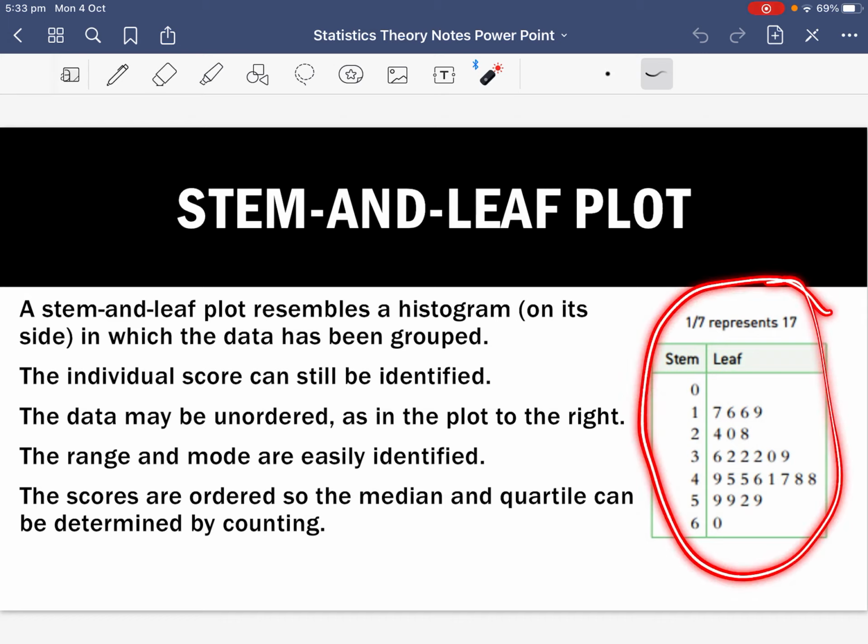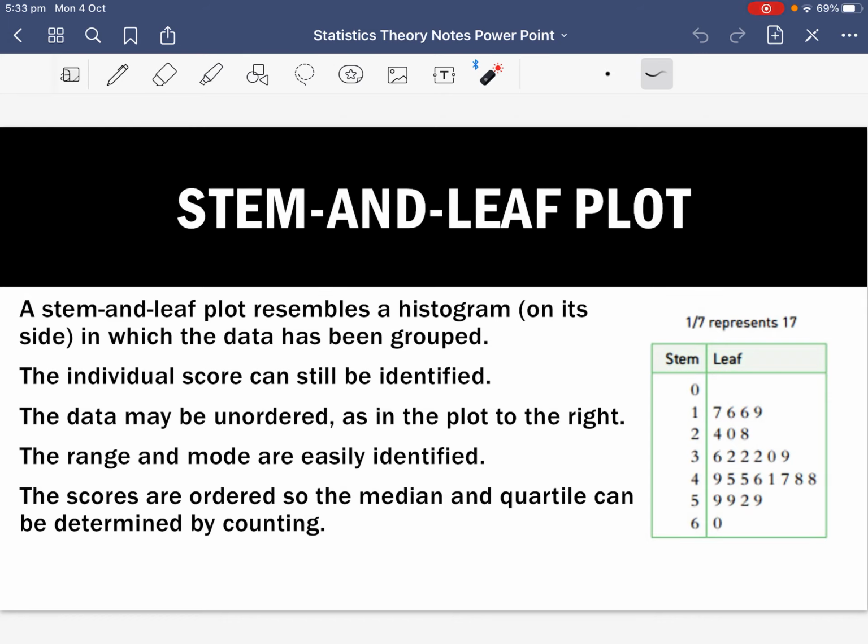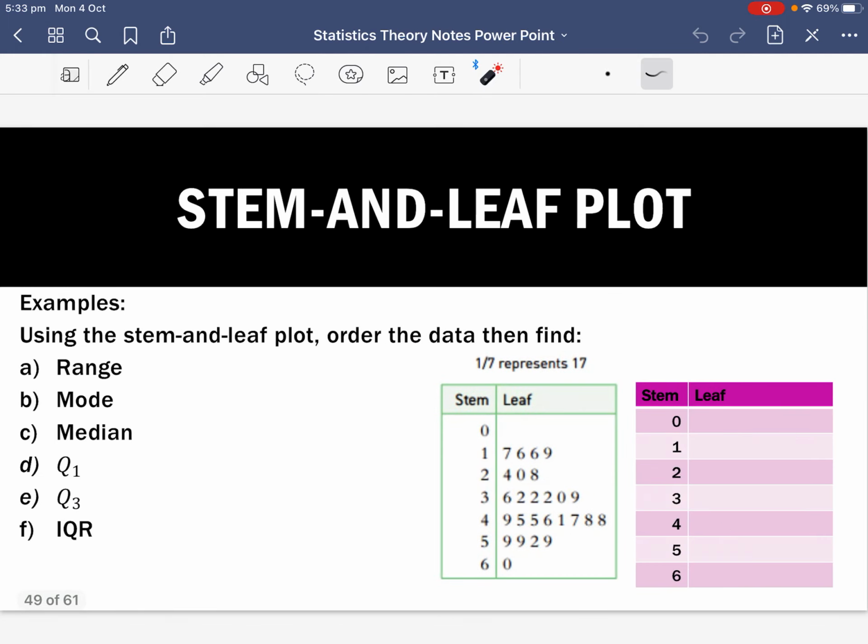This data is unordered, and what we can do is rewrite it and order it to easily find the range and the mode. The median and quartiles can be determined as well, especially when we order it. So let's look at the stem and leaf plot. We are going to use it to order the data, then find the range, mode, median, Q1, Q3, and interquartile range.